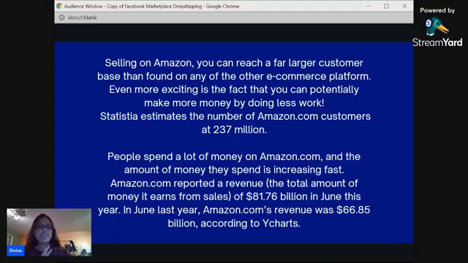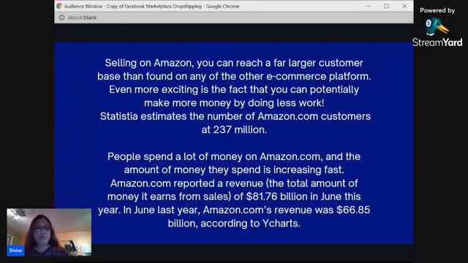Statista estimates the number of Amazon.com customers at 237 million. So imagine that you don't need to have traffic to get sales, because Amazon already has daily buyers on their website.